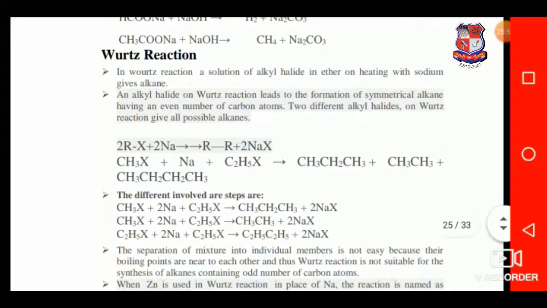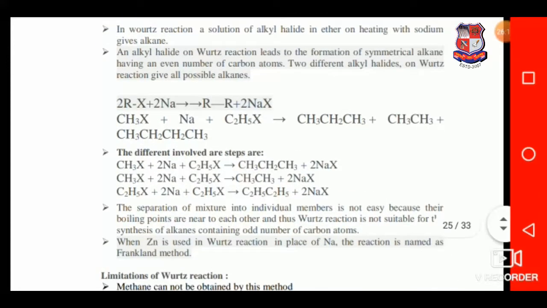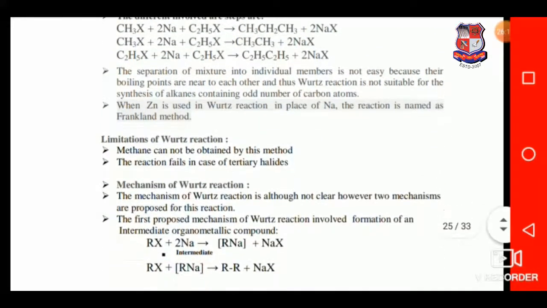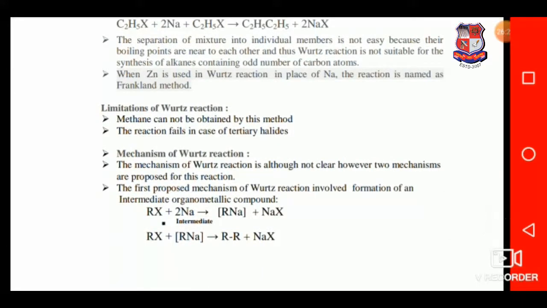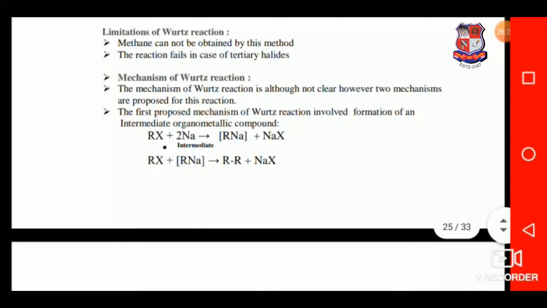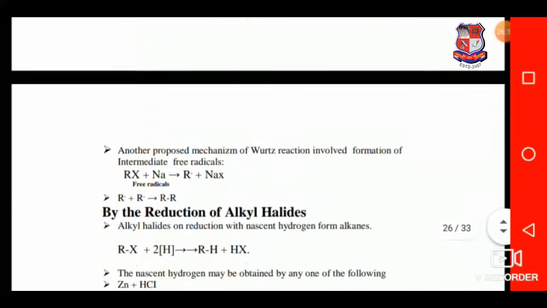Wurtz reaction. This is the reaction in which a solution of alkyl halide in ether on heating with sodium gives alkane. This is a general illustration of how it produces the alkane. Limitation of Wurtz reaction: methane cannot be obtained by this method. The reaction fails in the case of tertiary halides. And the mechanism involved in that. This is a practical illustration for that.